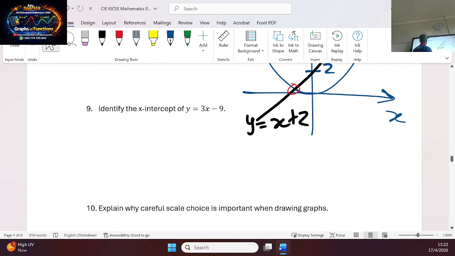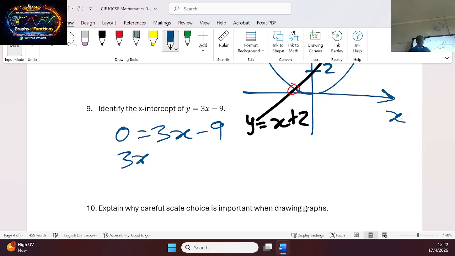Identify the x-intercept of y equal to 3x minus 9. So if I want the x-intercept, it means y will be 0. So in the process, it means 0 equal to 3x minus 9. So 3x is actually equal to 9. Therefore, the x-intercept is x equal to 3.